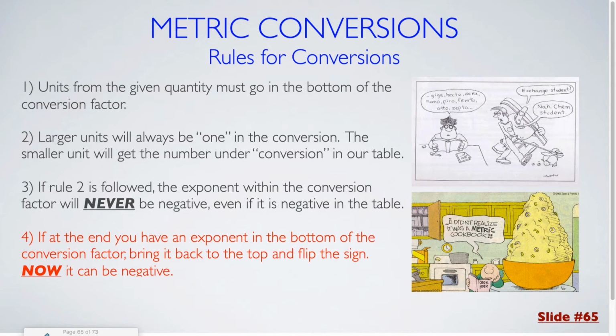If rule 2 is followed, the exponent within the conversion factor will never be negative, even if it is negative in the table. So we're going to be ignoring the sign of the exponent. That's very important. If at the end of this process, you have an exponent at the bottom of your conversion factor, you're going to bring it back up to the top, and then you're going to flip the sign of the exponent. At that point, you can have a negative exponent. These rules may seem a little confusing at first, but they should start to make some more sense once you see some examples.